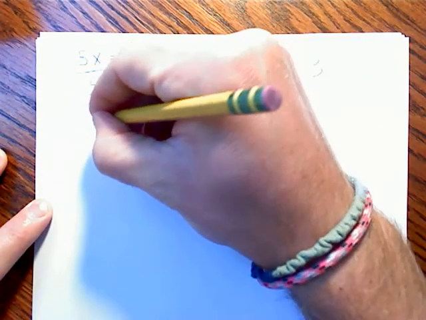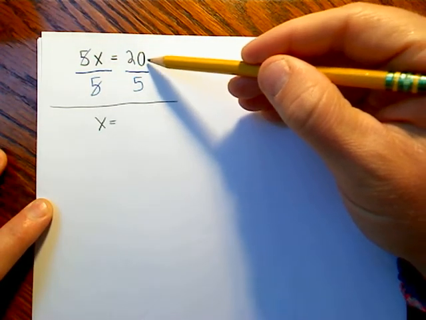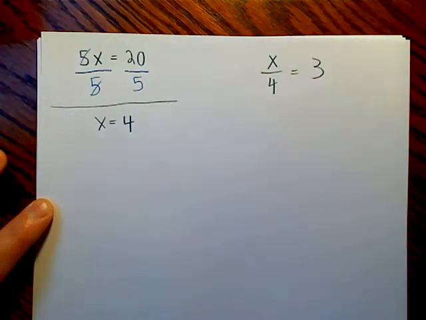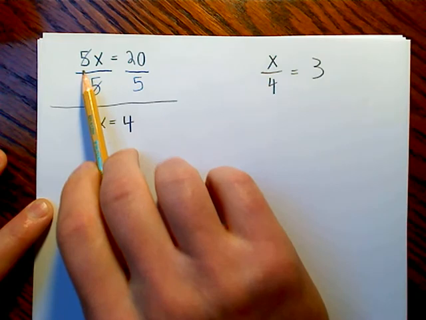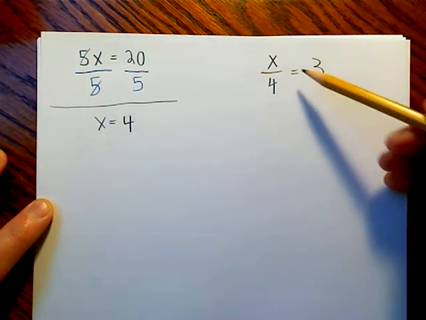So my x is isolated, which is what I wanted. Now I just need to do some computation. What's 20 divided by 5? That is 4. There's our answer. And we can double check. 5 times 4 is 20. We're good there. How about this problem over here?